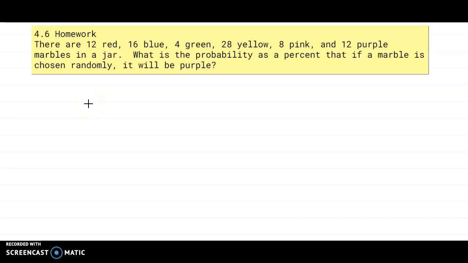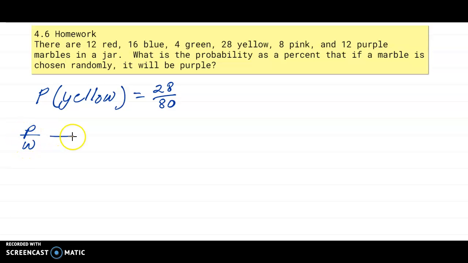In problem number 3, we are asked to find the probability of yellow. So the probability of yellow is 28. There's 28 yellow marbles out of 80. And so I need to turn this into a percent. So I'll set up a proportion to find the percent. Part over whole. I put 100 on the bottom.